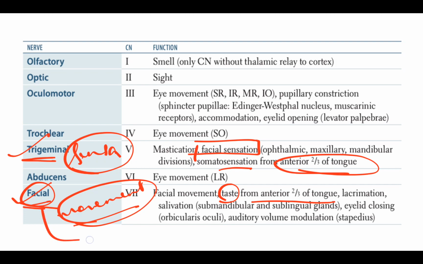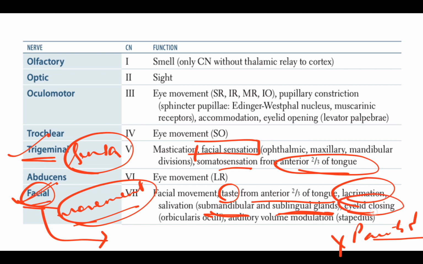Facial nerve also innervates the glands, most of the glands except parotid. Okay, so I'll tell you why later on. So the other glands like lacrimal gland, submandibular gland, and sublingual gland are supplied by the facial nerve. It also innervates the eyelid closure using the muscle orbicularis oculi, and it also innervates the muscle stapedius, which is present in the ear.